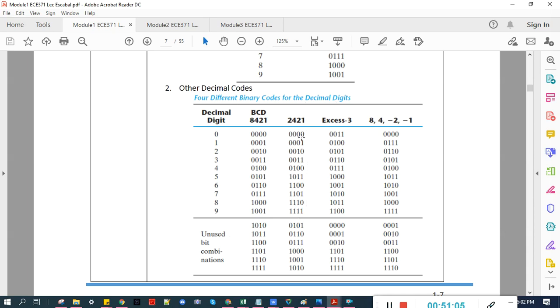This table just shows that for each binary code, we have different binary code representations for the decimal digits 0 to 9, depending on the application. Engineers use different binary codes, and some binary codes have an advantage over the other in the hardware implementation side.